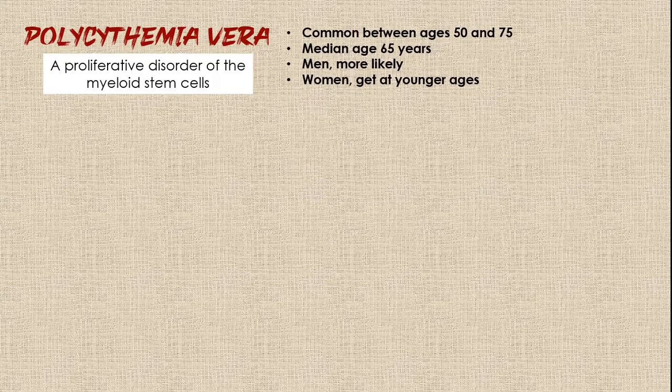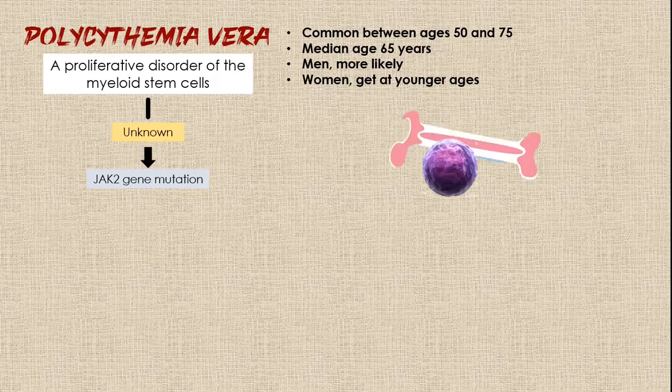The proliferative disorder of polycythemia vera comes from the Janus kinase 2 gene mutation. The cause of the gene mutation is unknown. However, research is ongoing as to whether P. vera may be inherited. How does the Janus kinase 2 gene mutation affect the myeloid stem cells and bone marrow?